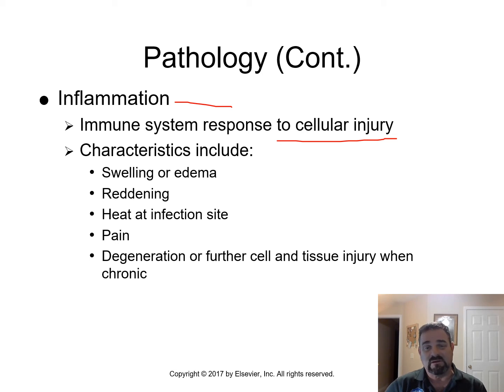The characteristics of inflammation responses include swelling and edema, the tissues themselves, reddening of the tissue, heat at the infection site if it's infection related, and potentially sepsis, and also pain. And then degeneration or further cell and tissue injury when it's chronic, when it's long-term, especially if it's a long-term sepsis or some kind of fasciitis, that kind of thing. So it's degeneration of those cells.